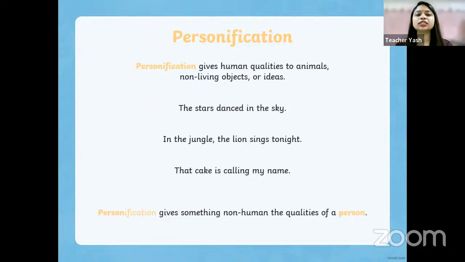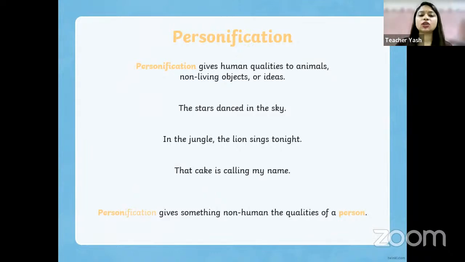Look at the first sentence. The stars danced in the sky. What is the meaning? They are blinking. Yes. In the jungle, the lion sings tonight. They are roaring, but maybe happily.